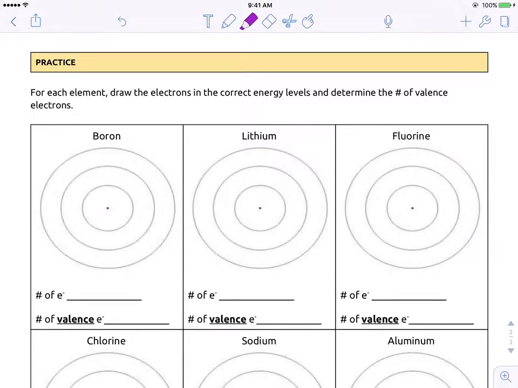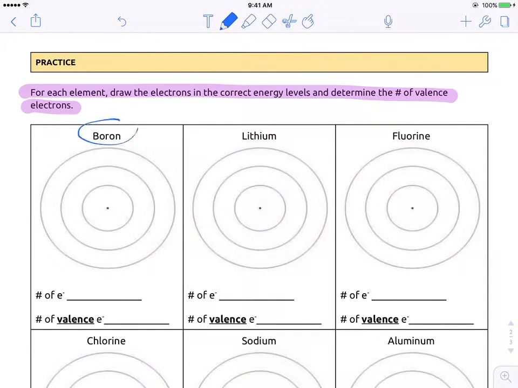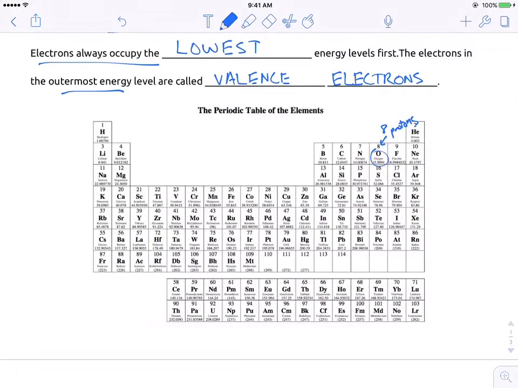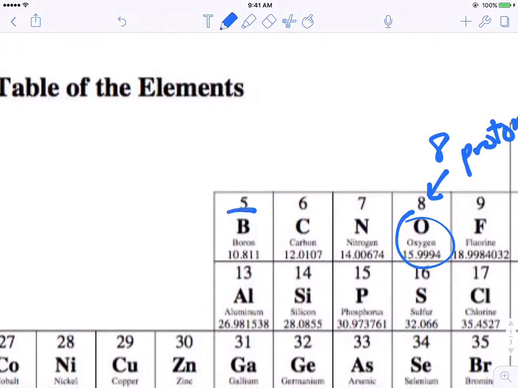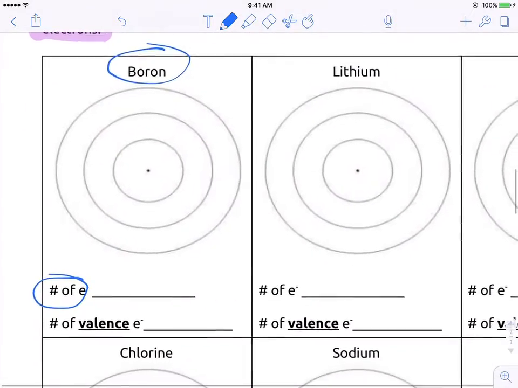Okay, let's try some practice now. For each element, it says draw the electrons in the correct energy levels and determine the number of valence electrons. So let's say I pick something like boron. To find the number of electrons, we're going to look at the periodic table. Boron has 5 protons. That's its atomic number. Because it has 5 protons, it's going to have 5 electrons.